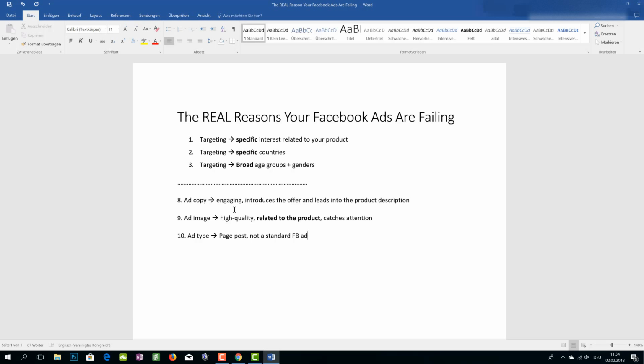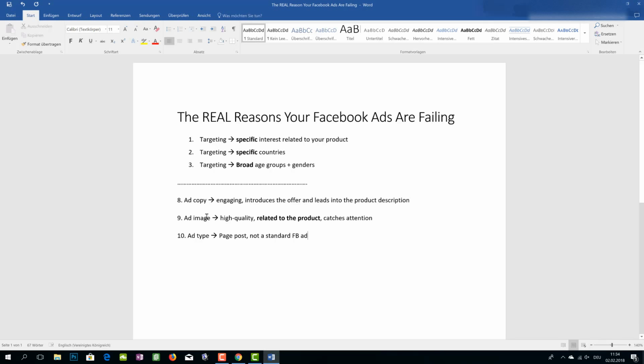So, targeting is the most important thing. If you get the targeting right, you have a chance to succeed. If the product works and everything else works, you'll do well. But if the targeting isn't good, if the targeting doesn't work, then everything else you do won't matter. The best ad copy, the best image, the best offer will not convert if you don't get the targeting right. So what is good targeting?